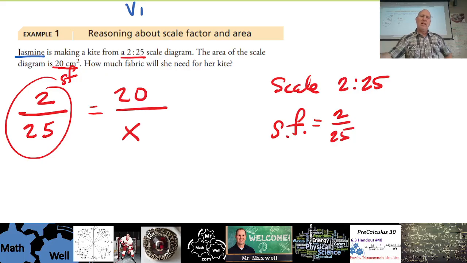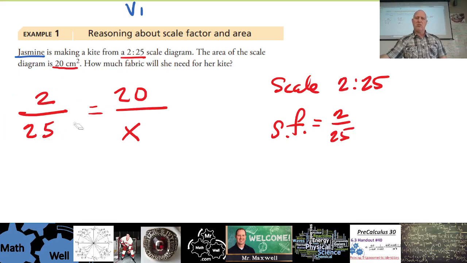Now, is it that simple? Or is there something else that has to happen here? 20 squared centimeters. What's the area? This area is squared, so we do need a squared in here somewhere, right? Because the ratio of the areas is squared compared to the ratio of the scale factors. Do we want to square the whole side? Do we want to do something different? What do you guys think?